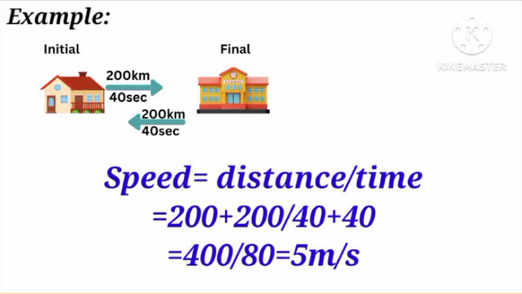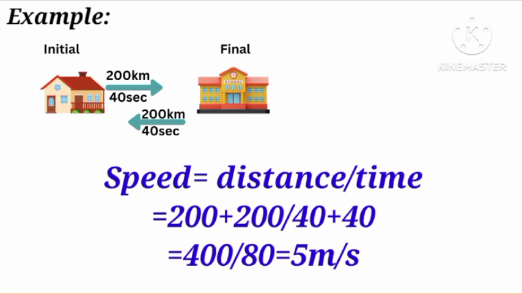Here the house is the initial position and the school is the final position. A girl traveled from her house to school. The distance is 200 km, which she has completed in 40 seconds. Then she returned from school to her house. From school to house the distance is 200 km, which she has completed in 40 seconds.